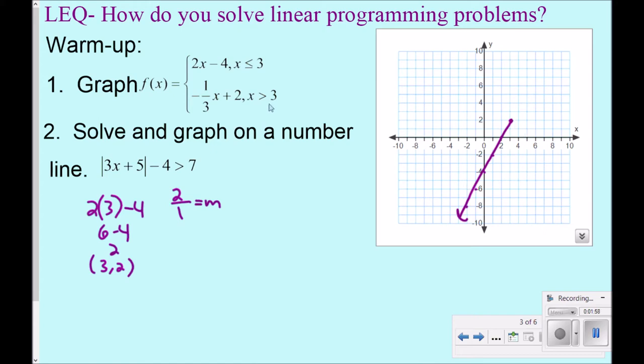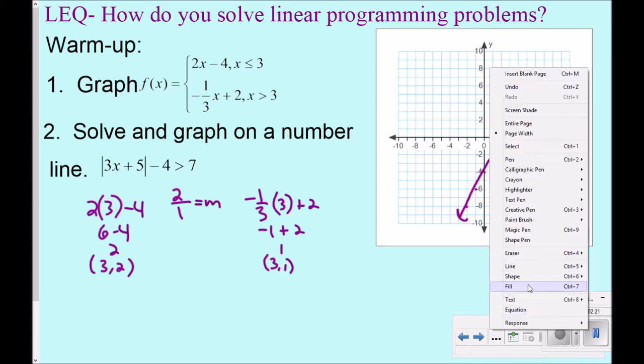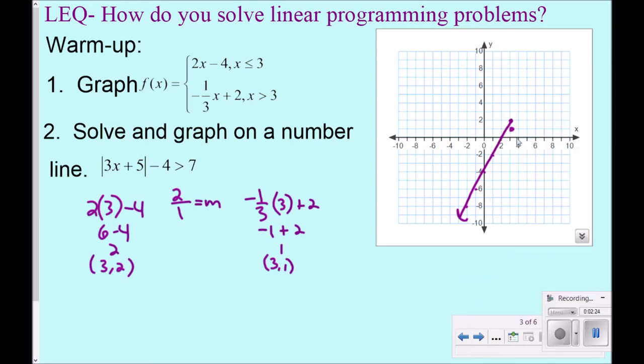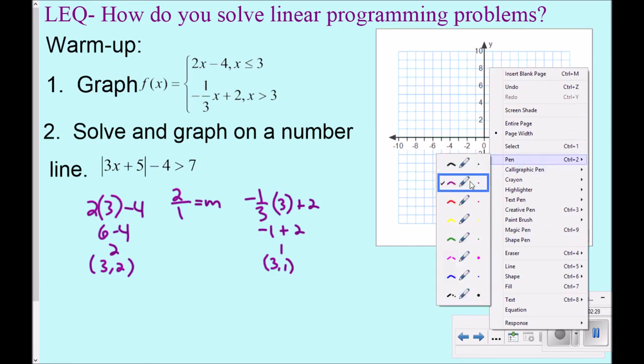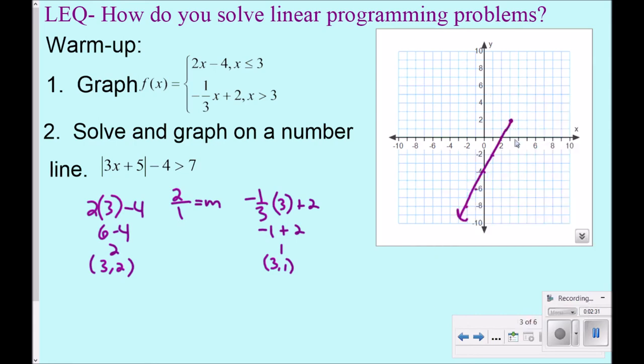Then substituting 3 into the other equation, the other piece. So 3 times negative 1/3 plus 2 gives me negative 1 plus 2 gives me positive 1. So 3 comma 1, and that should be an open point because no equals. So at 3, 1, open point. Let me try and make that a little bit clearer that that's open. So first of all, let me fix my line here, and 3, 1 is an open point.